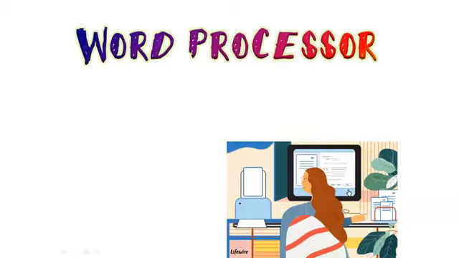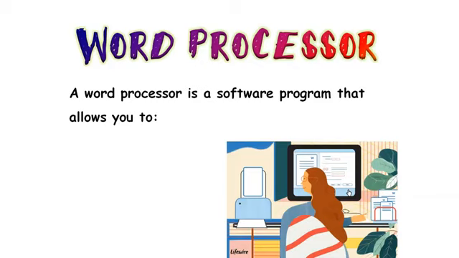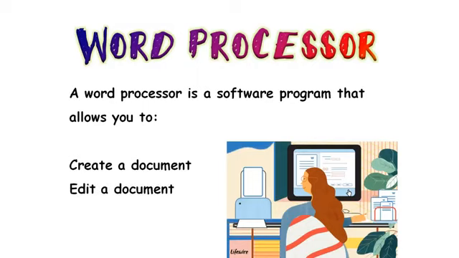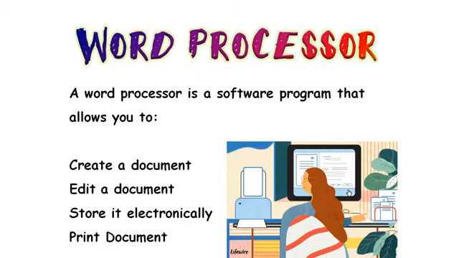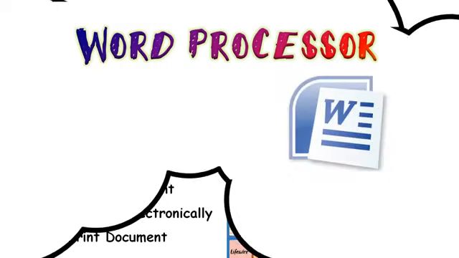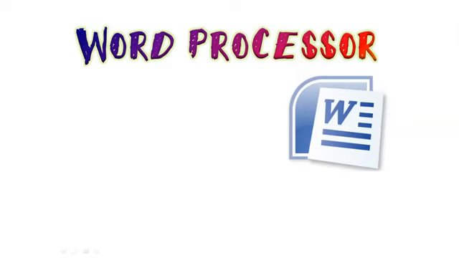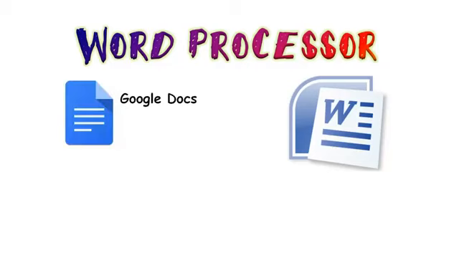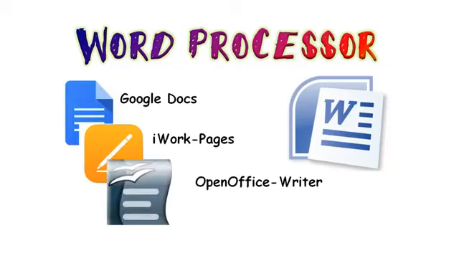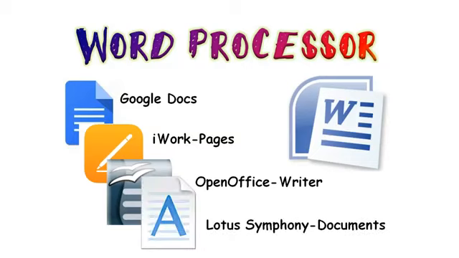So what is a word processor? A word processor is a software program that allows you to create a document, edit it, store it electronically, and print your document. Microsoft Word is the most commonly used word processor, but there are other alternatives like Google Docs, iWork Pages, OpenOffice Writer, and Lotus Symphony documents. So just as you use your Microsoft Paint for drawing, we use Microsoft Word for writing.